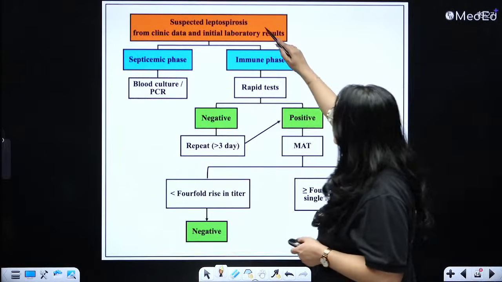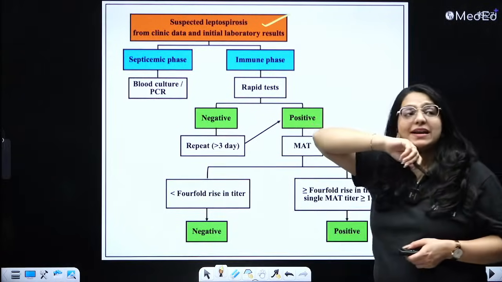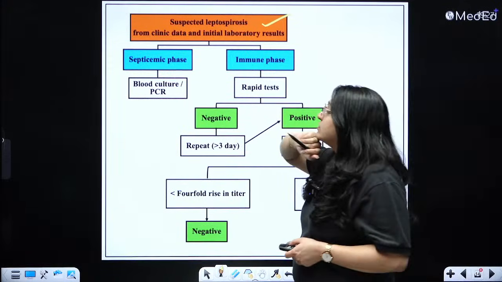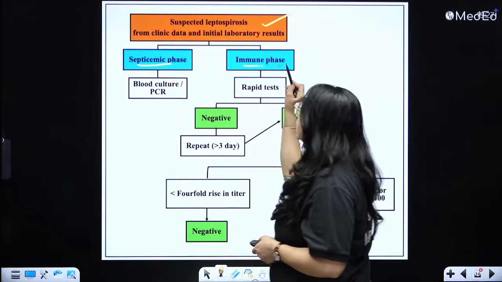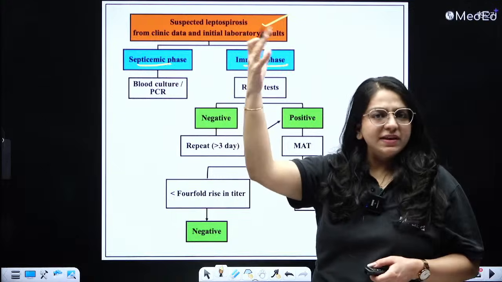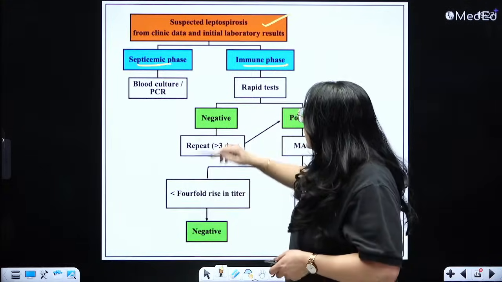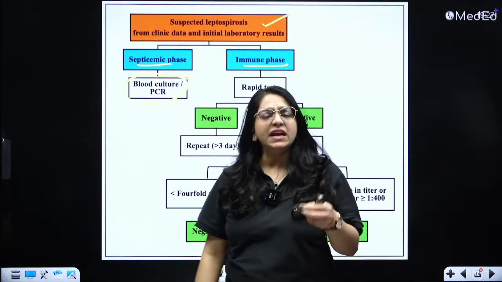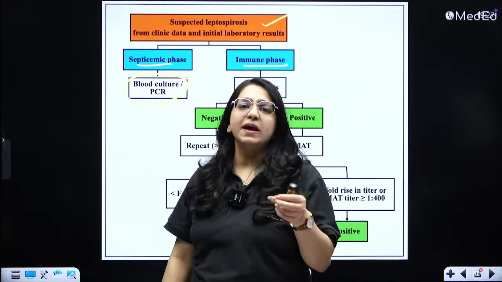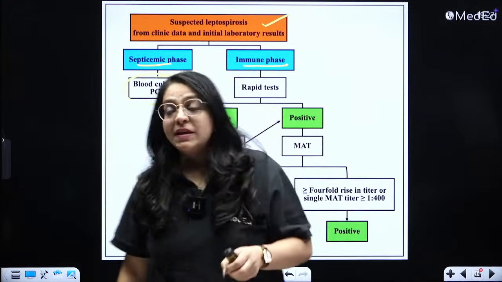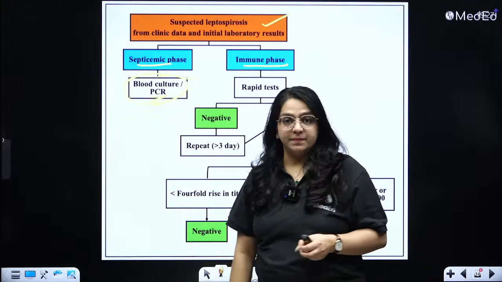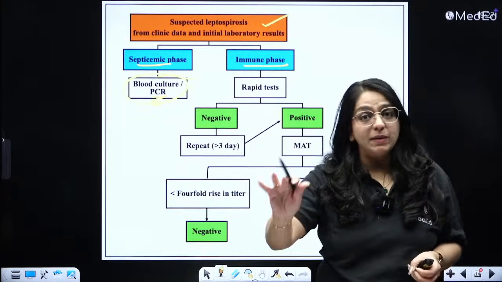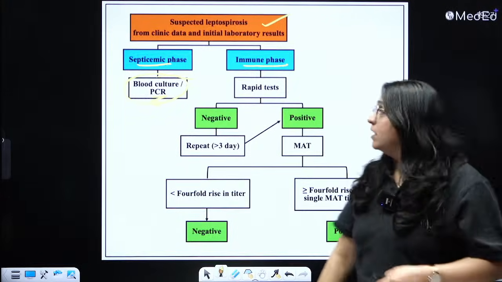So whenever you have a suspected leptospirosis from clinical data or lab results, you have to see whether it's in the septicemic phase or in the immune phase. Septicemic phase or bacteremic phase means the same thing, right? If it is in the bacteremic phase, you send the blood culture or the PCR. Very difficult to extract Leptospira from blood cultures, so the best methodology would be to do a PCR, sending the blood in this patient. You will find the bacteria in the blood.